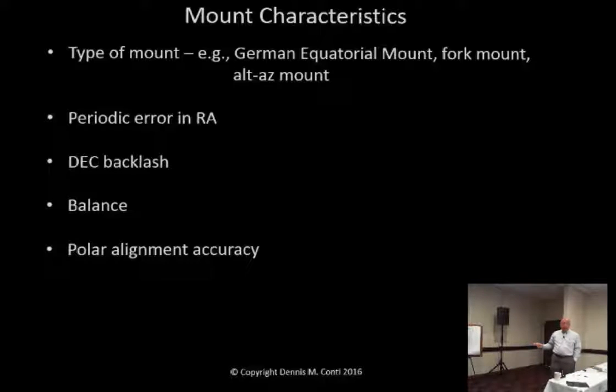Fork mount is probably the best in that you don't have to do the meridian flip. You're able to track a star as it's going across the meridian.